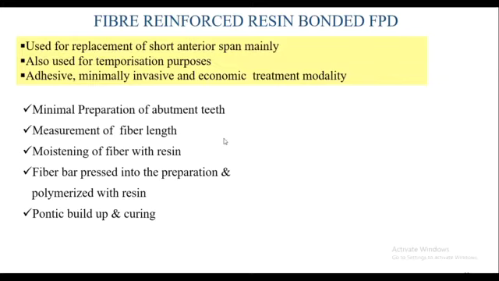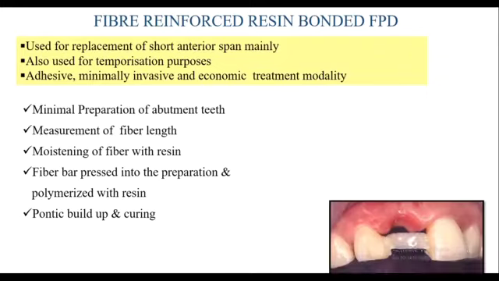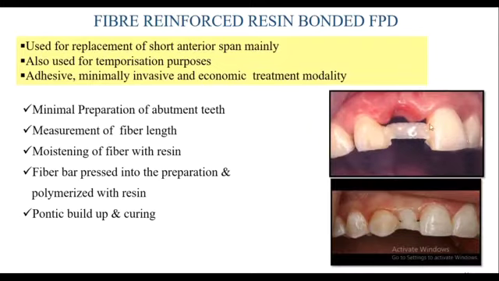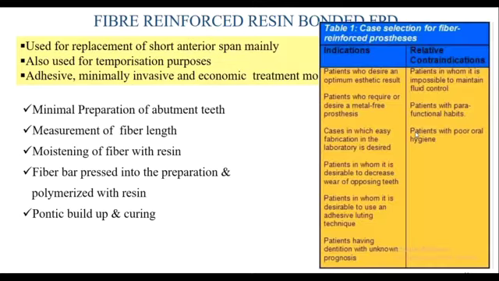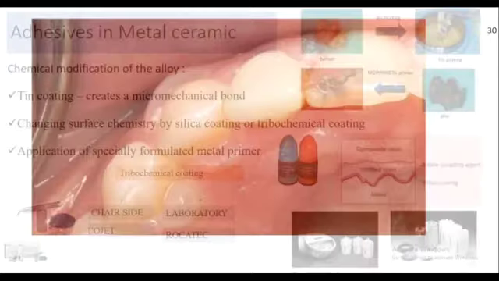Okay, whenever you talk about the fiber reinforced resin bonded FPDs, what happens in this fiber reinforced is that a fiber is placed, whenever the tooth is missing, in between the two teeth, and this fiber will then help you to bond the composite over it. So these are the examples of the fiber reinforced FPDs.